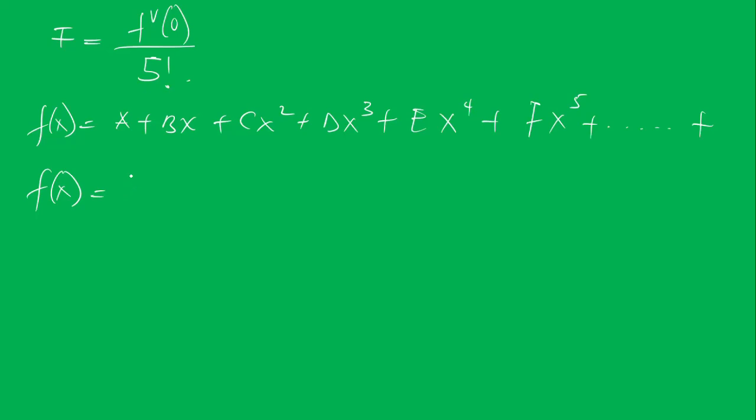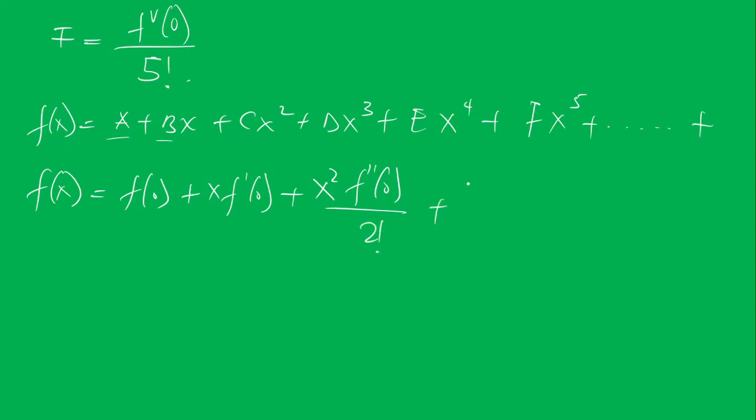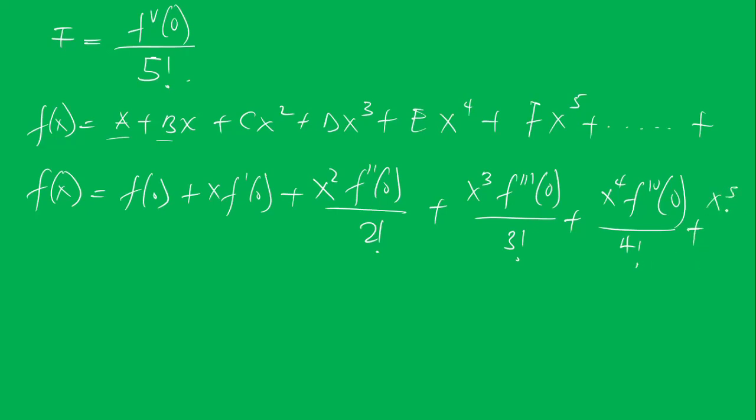So f of x now, substituting the value of a, is f of 0 plus the value of b, which is x f prime of 0, plus for c, the value of c is x squared f double prime of 0 divided by 2 factorial, plus x cubed f triple prime of 0 divided by 3 factorial, plus x to the 4 f 4 of 0 all over 4 factorial, plus x to the 5 f 5 of 0 all over 5 factorial.